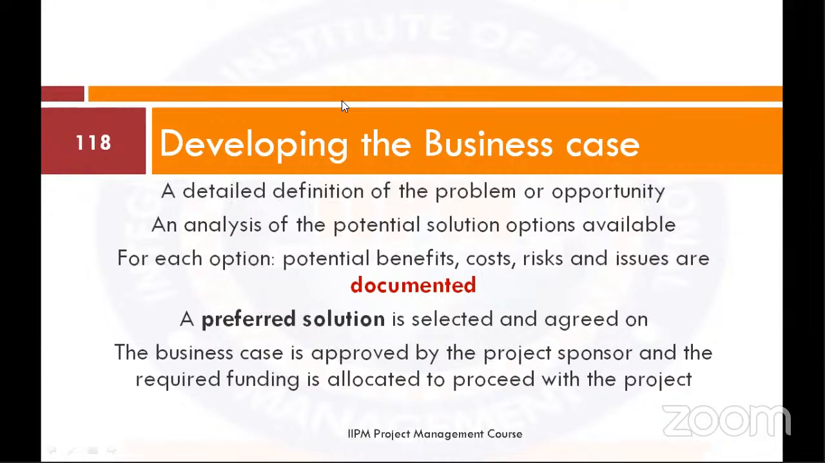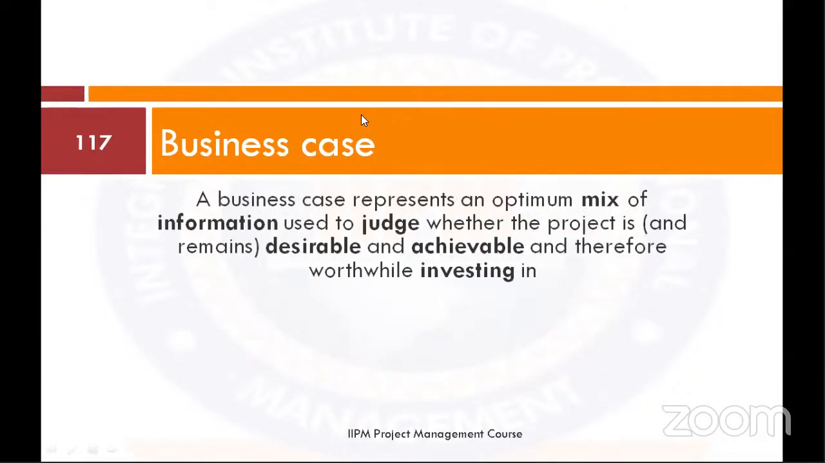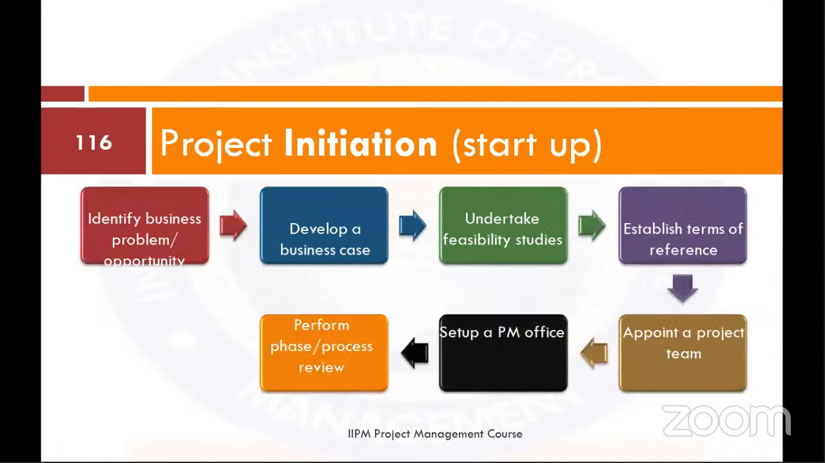Okay, we said next weekend we are dealing with the presentation of our project topics, and we are looking at the stages involved in the project. The first stage is the phase of project initiation. The processes involved are that you identify the business problem or opportunity, which at this moment is the project topic you've identified. Next, define the business case, do a feasibility study, establish your terms of reference, appoint your project team, set up a project management office, and then review.